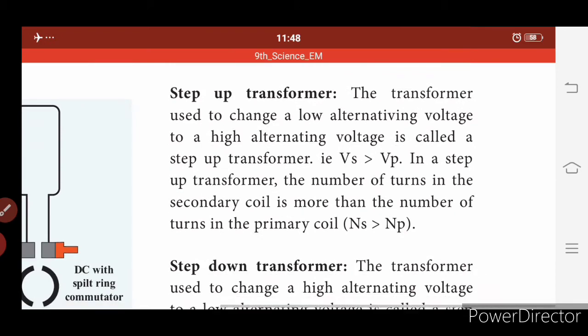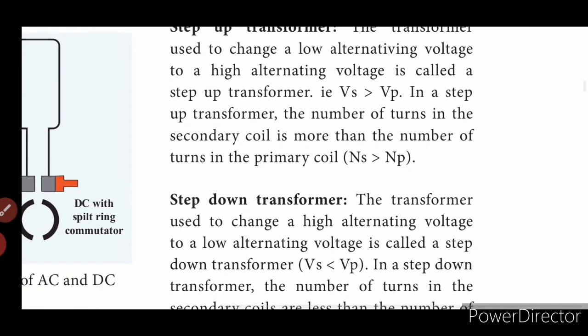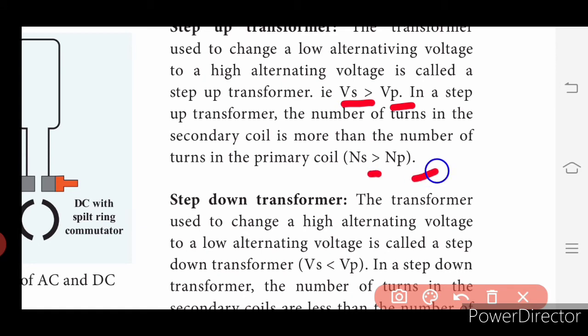The transformer used to change a low alternating voltage to a high alternating voltage is called a step up transformer. That is, voltage goes from lower to higher voltage. So in a step up transformer VS is greater than VP. The number of turns in the secondary coil is more than the number of turns in the primary coil. So here the voltage of the secondary is greater than the voltage of the primary, and the number of coils in the secondary is greater than the number of coils in the primary.